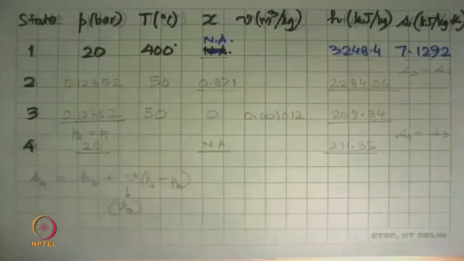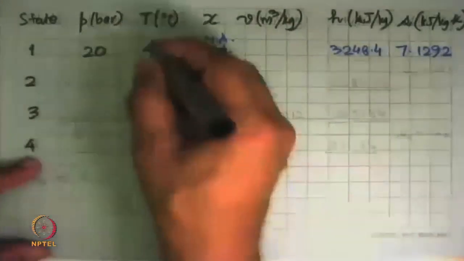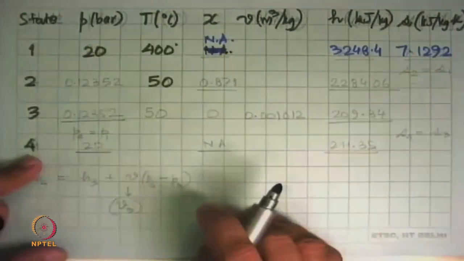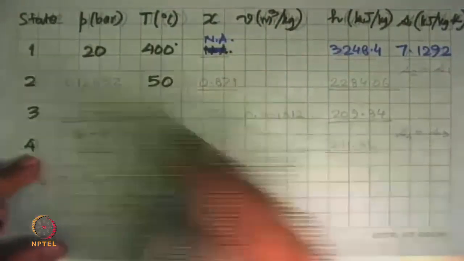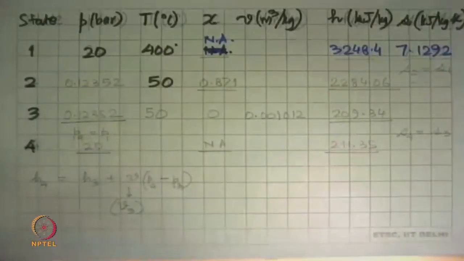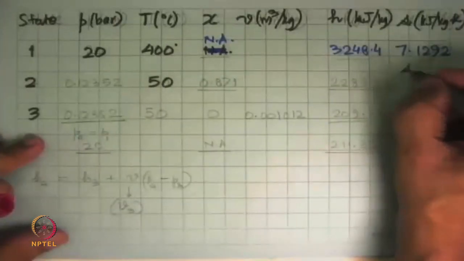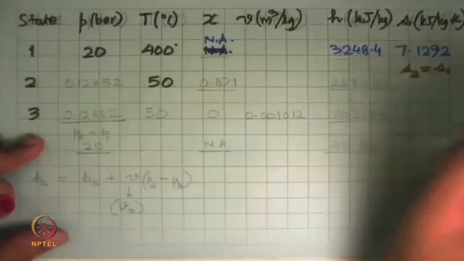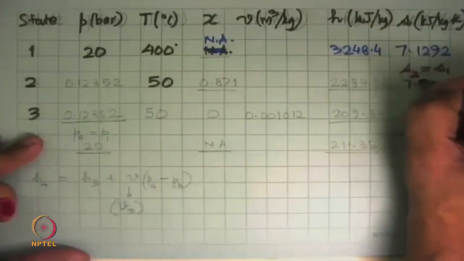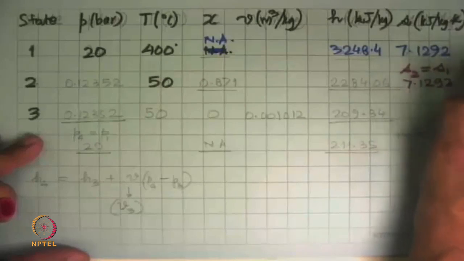In state 2, we are given that the temperature is 50 degrees Celsius. And to know what the state is, we see that the flow has gone through the turbine, which means that we use the condition that for an ideal turbine S2 will be equal to S1. And so this value will come here also, 7.129. This came here.